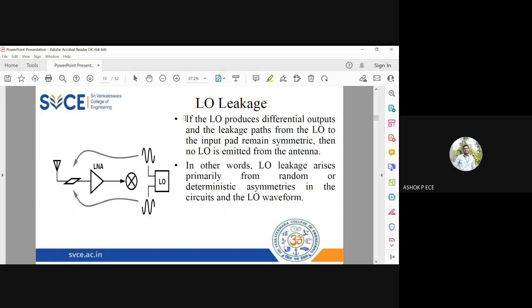So if the LO produces differential outputs and the leakage paths remain symmetric, then no LO is emitted from the antenna. So if you ensure that the leakage paths are symmetric, one path is going to add, one path is going to cancel out, then the antenna will not emit LO. In other words, LO emission will occur primarily from the asymmetric waveforms which are going to be used in the LOs. So LO leakage is going to be a serious issue.